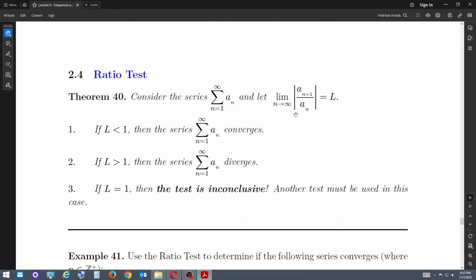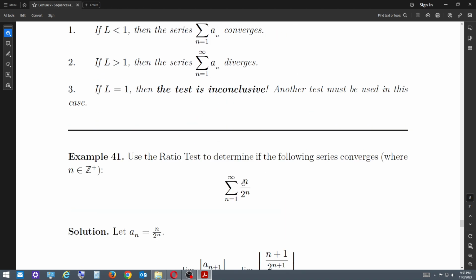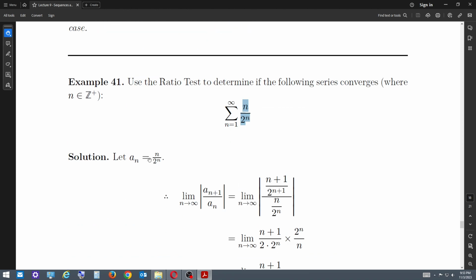As n goes to infinity, the absolute value of an plus 1 over an. So we have to work that out first. So I let an be n over 2 to the power n. Now it's always nice to define an as this because that will help you work out an plus 1. So an plus 1 is just going to be n plus 1 over 2 to the power n plus 1. This here is an plus 1. And then we put an in the denominator. Now you have to simplify this and you have to be careful when you're doing it. Right, now everything inside here is positive, so I could drop the absolute value. That's why it goes away.